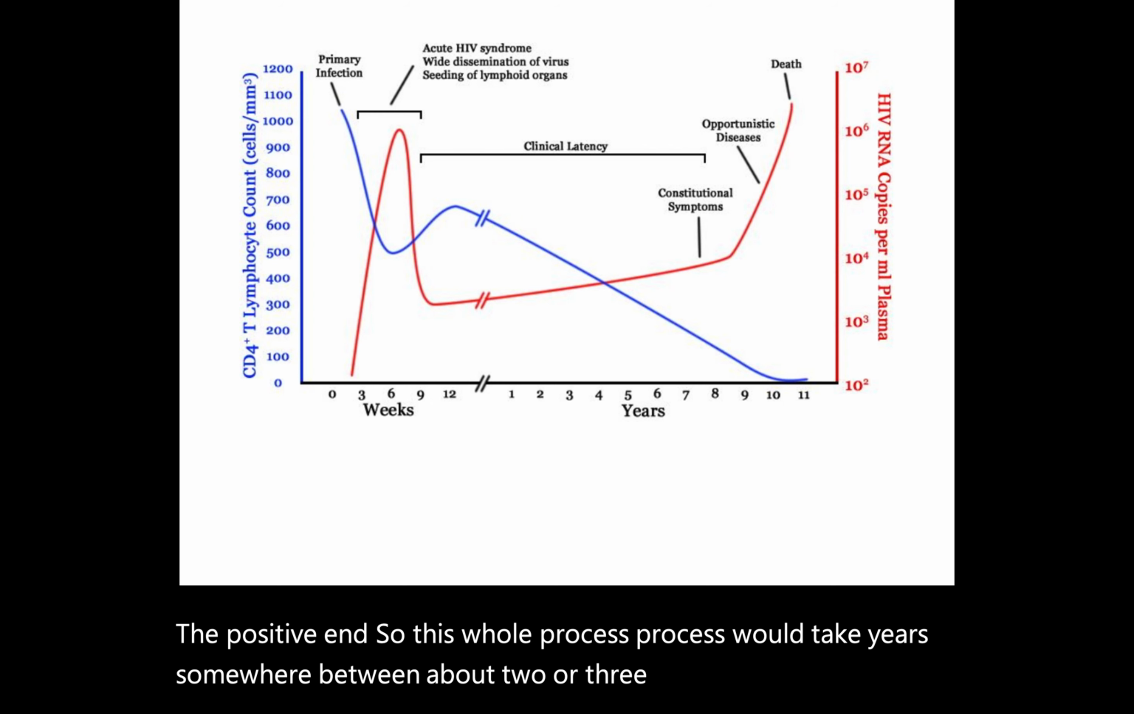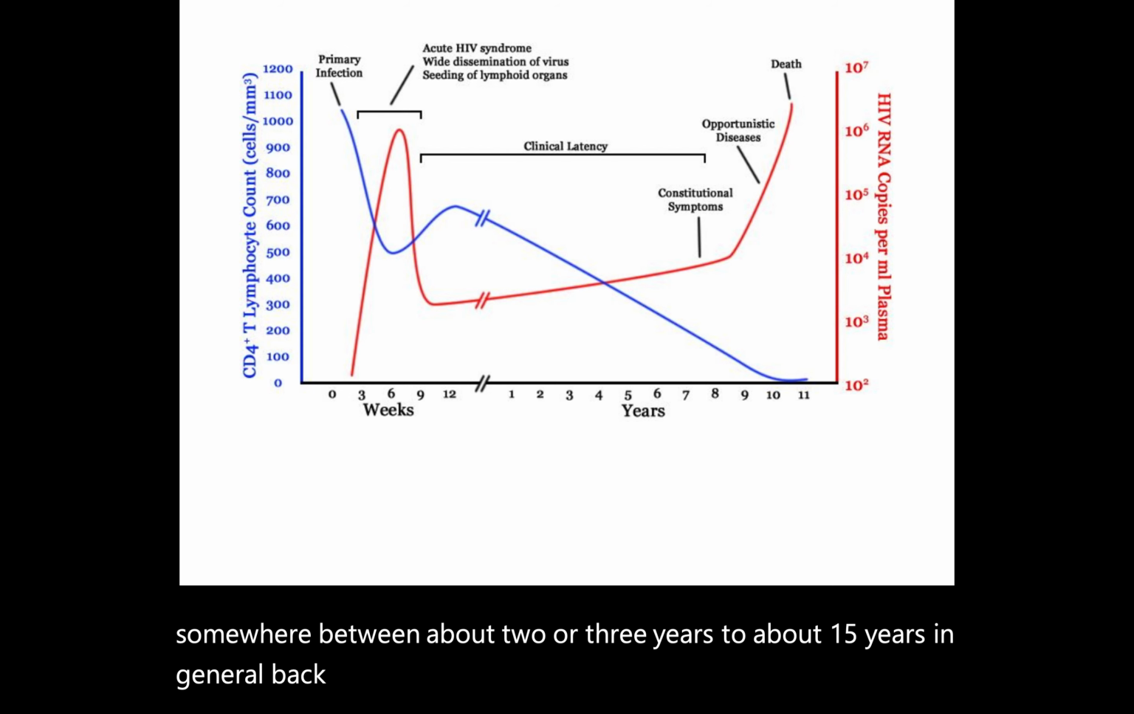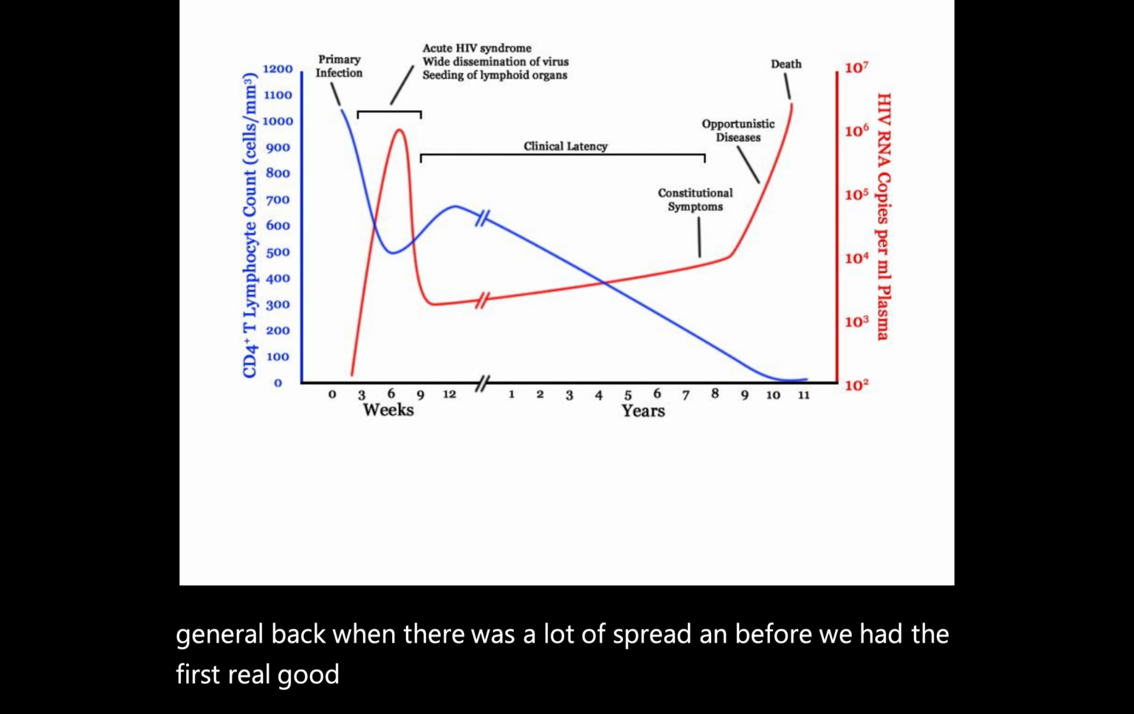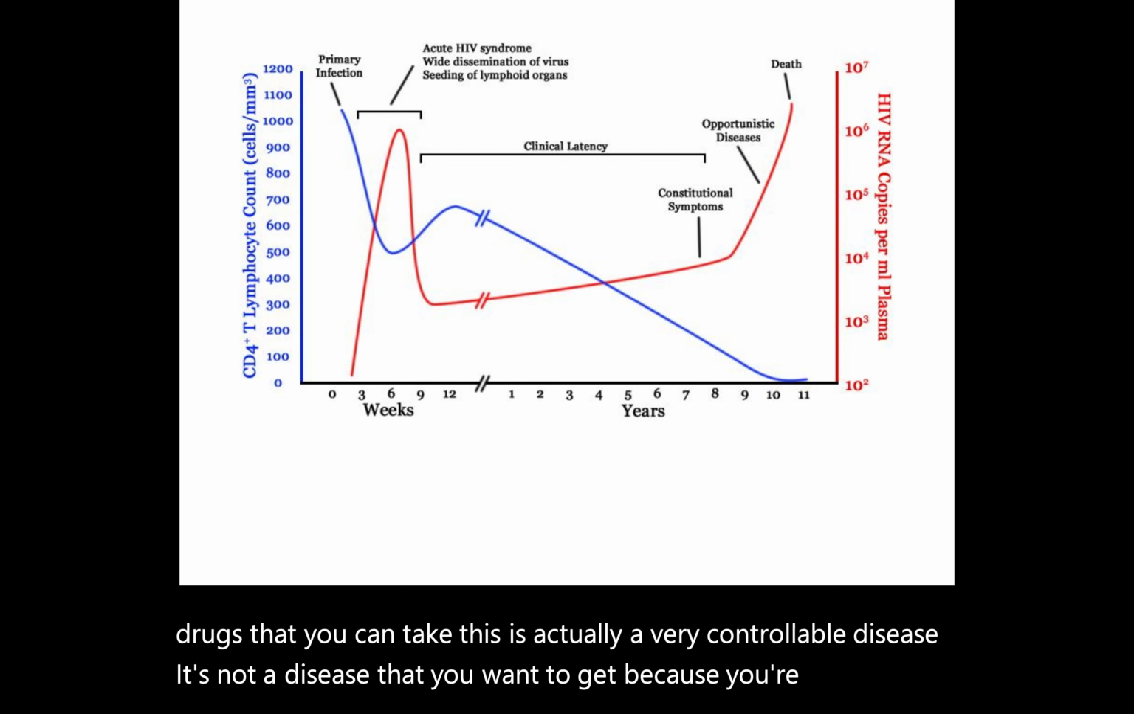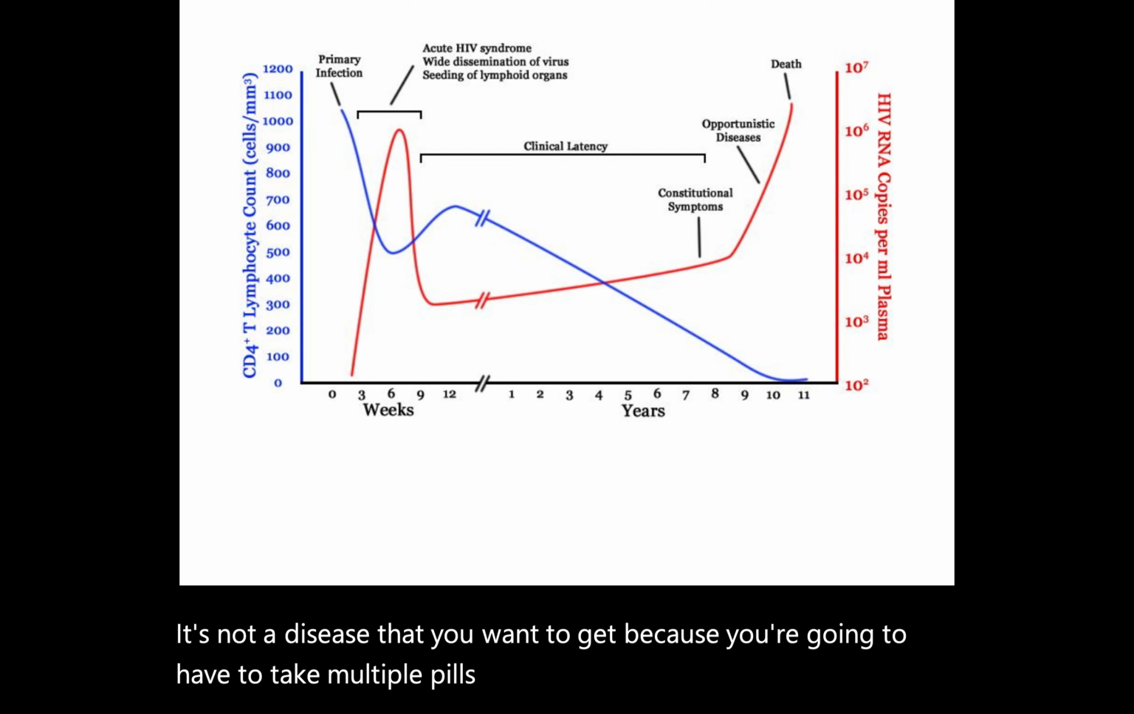to about 15 years in general, back when there was a lot of spread and before we had the first real good treatments. Since then, though, with all the anti-HIV drugs that you can take, this is actually a very controllable disease. It's not a disease that you want to get because you're going to have to take multiple pills every day for the rest of your life to keep it down.